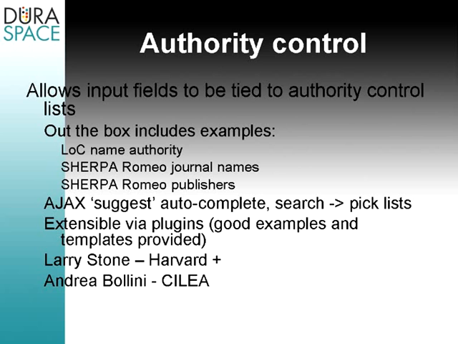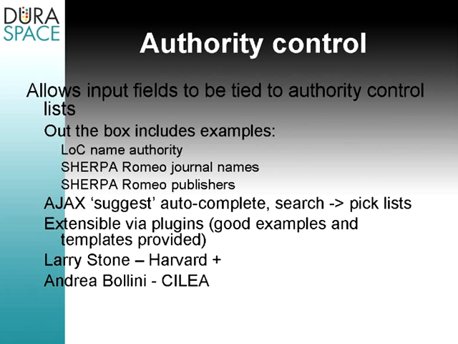We have authority control, which again is a very big feature, which allows input fields in the submission interfaces to be tied to authority control lists. So, for example, out of the box, we have examples for the Library of Congress name authority files, Sherpa Romeo journal names and publishers tied to ISSNs, that sort of thing. And so you can write your own authority control sources, link them up, and then you get these AJAX autocomplete searches, where you start typing the letters in, and it finds out what matches there are. So this is a really nice feature which I think has become very popular. Again, created by Larry Stone and Andrea Bellini.